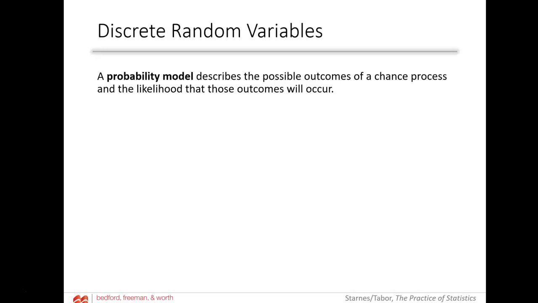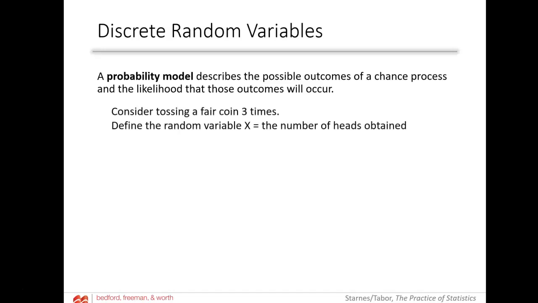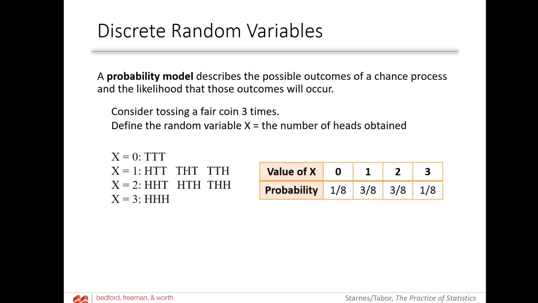All right. So first, let's talk about a probability model. It describes the possible outcomes of a chance process and the likelihood that those outcomes will occur. So consider tossing a fair coin 3 times. Define the random variable x as the number of heads obtained. If you think about what could happen with your 3 coins, one outcome is that it would land tails, tails, tails. That would be getting 0 heads, and that happened in one of the outcomes of the sample space.